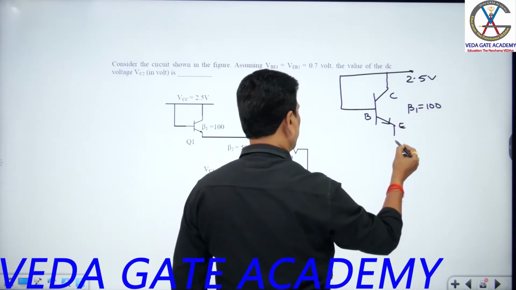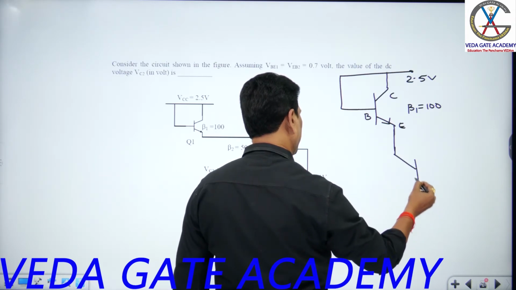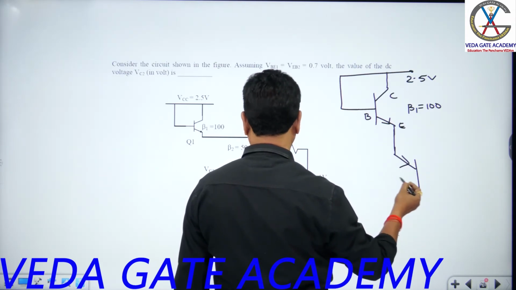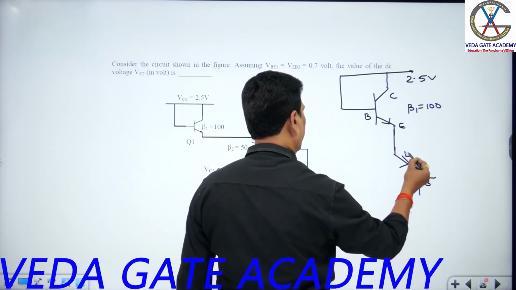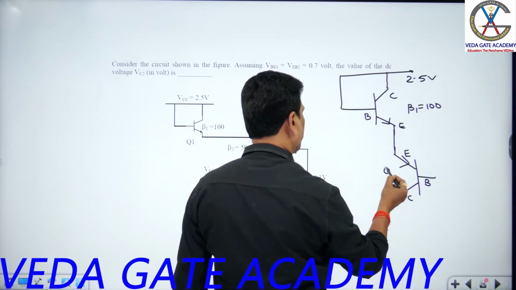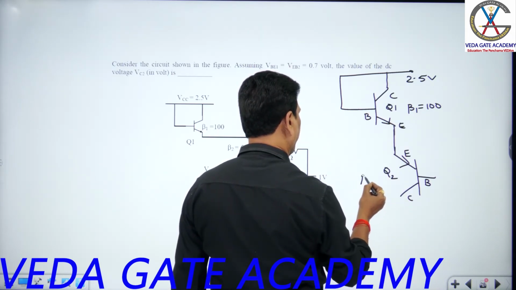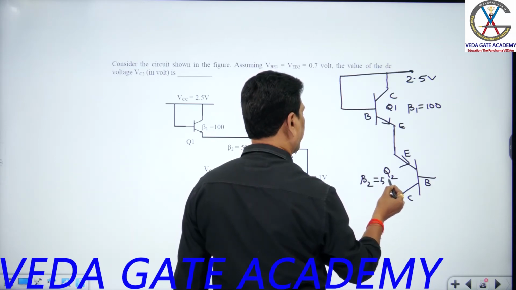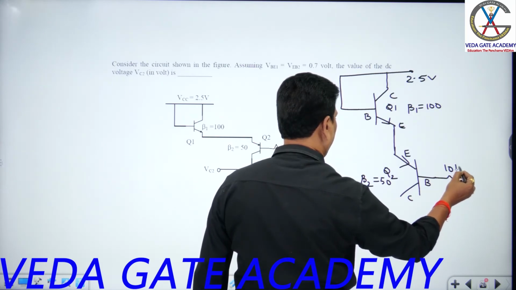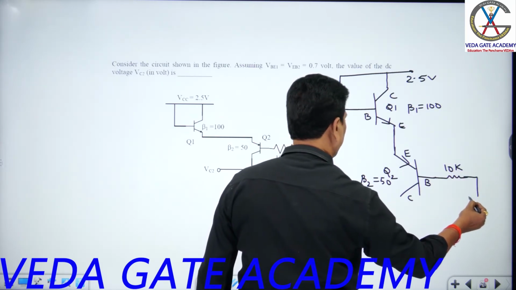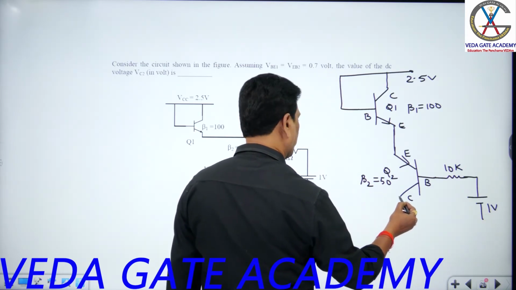For the second transistor, students, a PNP model is given. So this is the emitter, this is collector, this is base. This is Q2, students. This is Q1. The beta factor for this one is 50, given. Here a resistance is there, 10K base bias resistance, and the supply is 1 volt. Here the collector load is nothing but 1K, students.